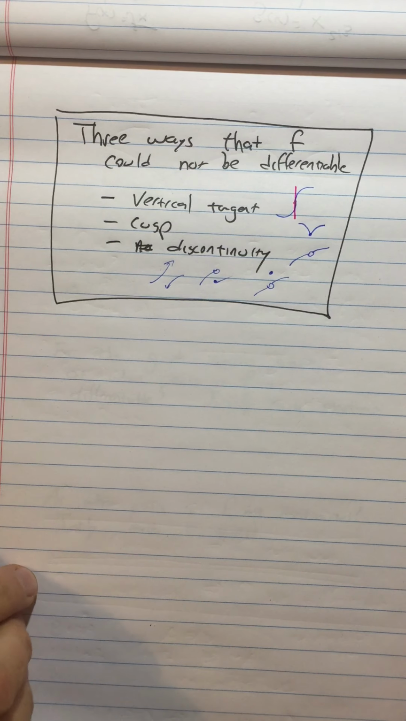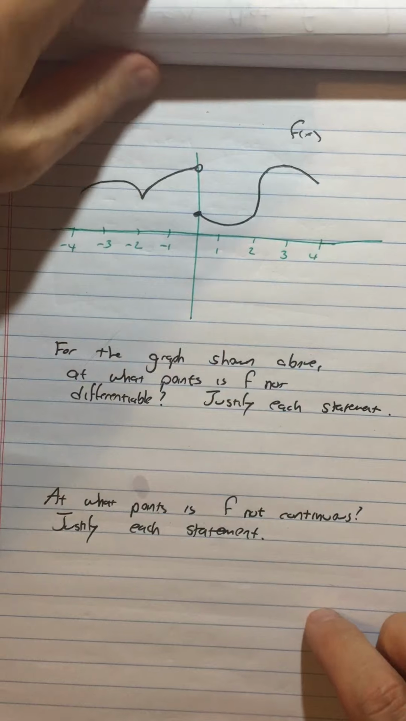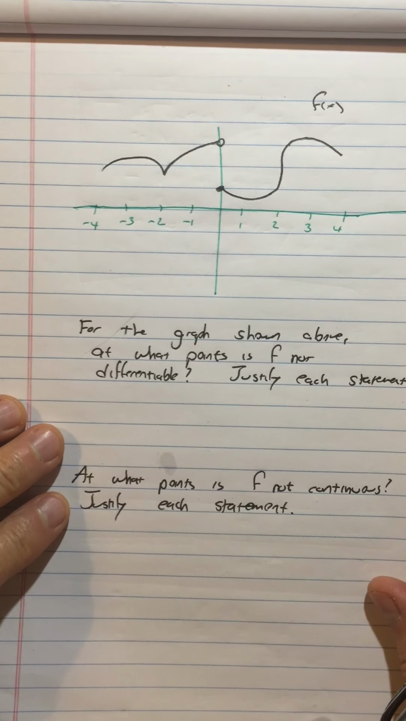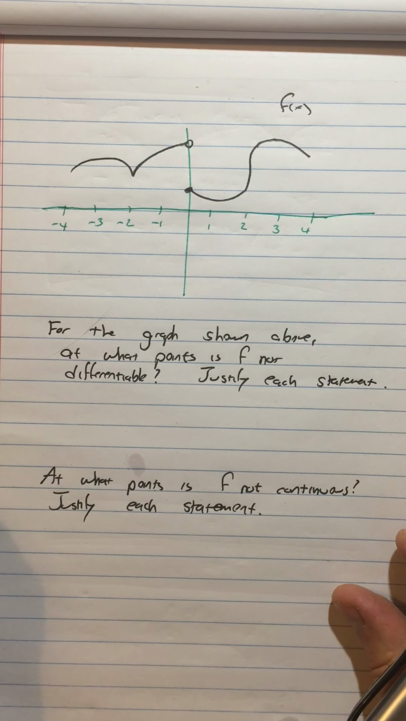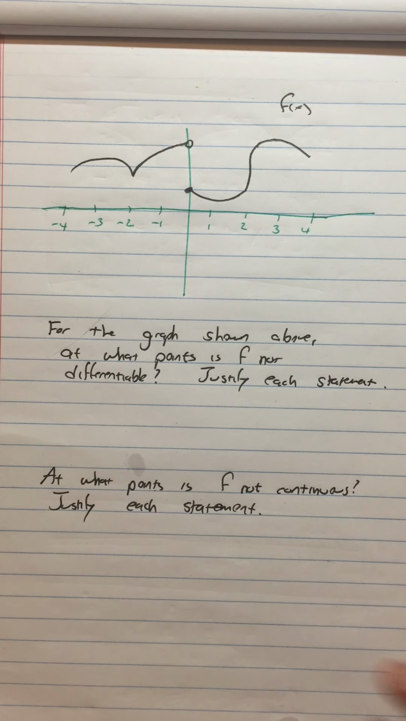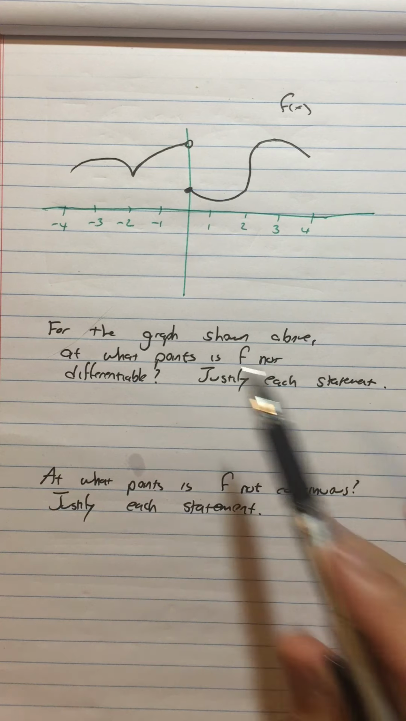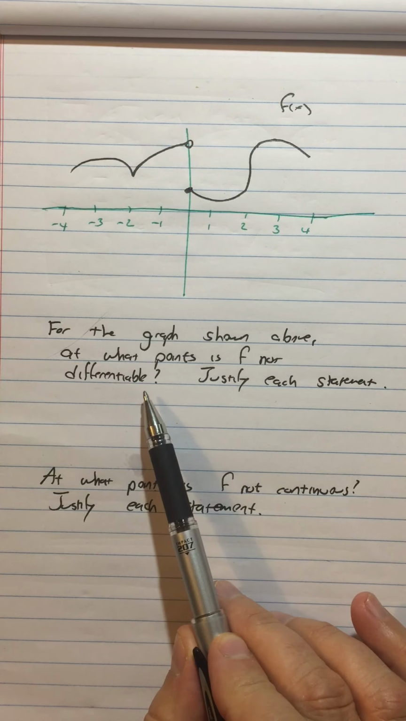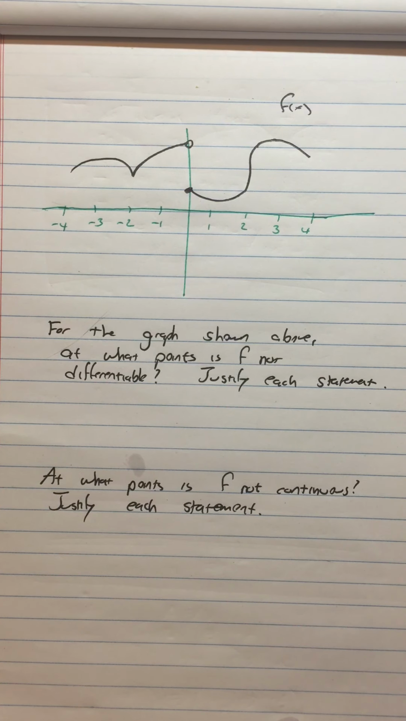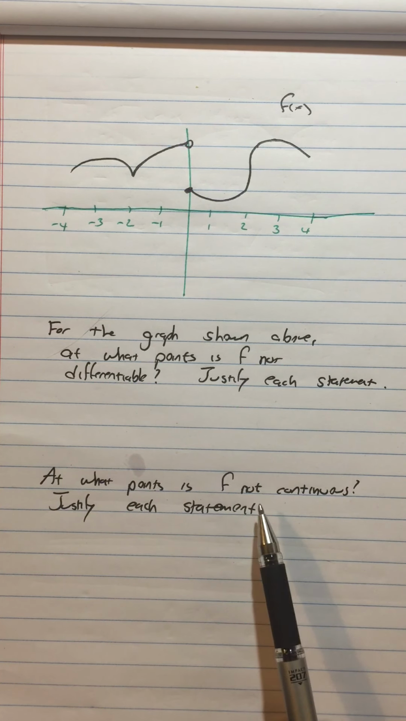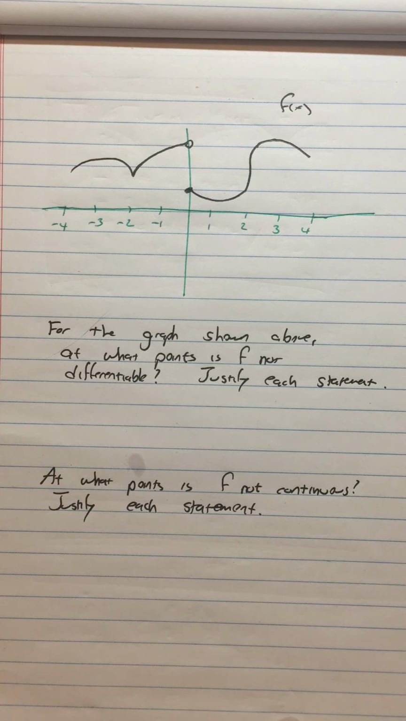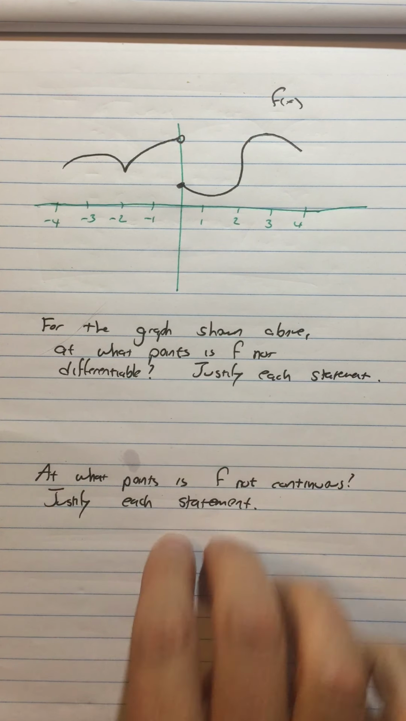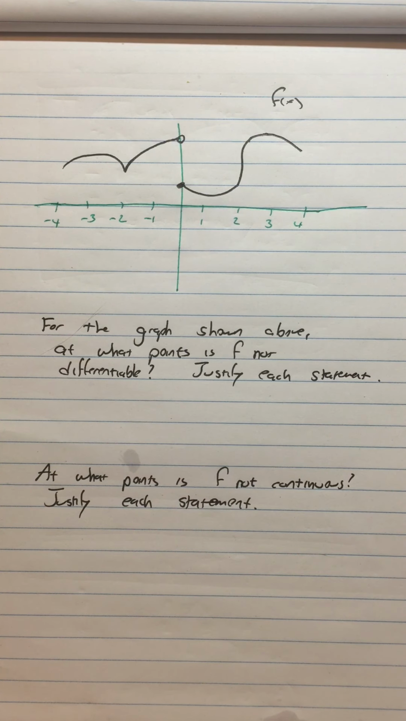All right, so now you're going to apply that and say, look at this nifty function. Now, just eyeballing it and sort of assuming that everything is what it appears to be, your job is to answer this question. For the graph shown above, at what points is f not differentiable? Justify each statement. And at what points is f not continuous? Justify each statement. So you should pause the video so you can look at that function and answer these two questions now. Pause and answer.